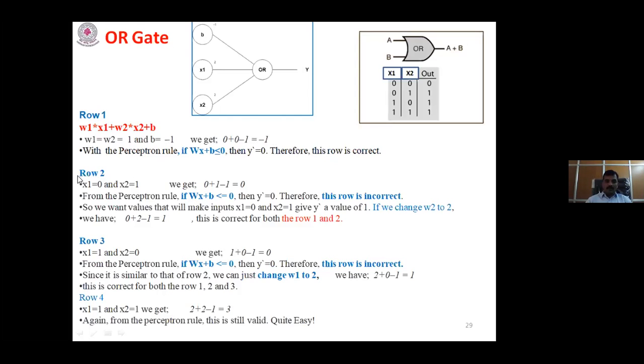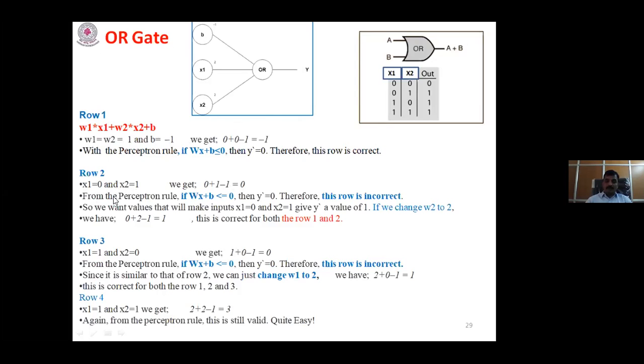In row 2, let us see. Row 2 is 0, 1. X1 is 0, X2 is 1. And initially I have already defined the weightages: W1, W2 are 1, B is minus 1. What is the function? This is the formula I have to apply. X1 is 0, 0 multiply 1, 0. Plus W2 is 1 multiply X2 is 1. So 0 plus 1. Bias value minus 1, 1 minus 1. So finally I am getting a 0.